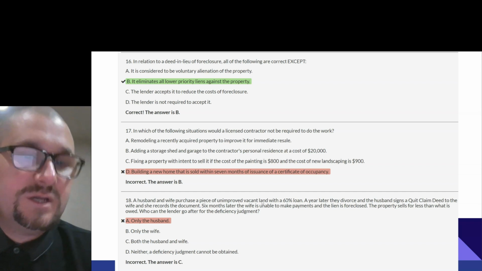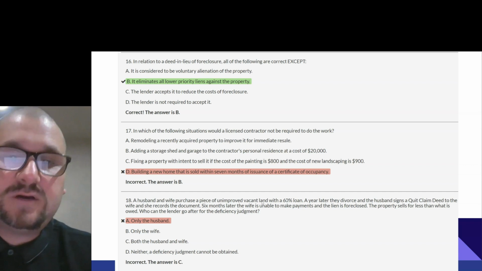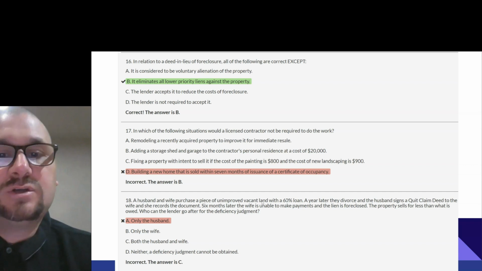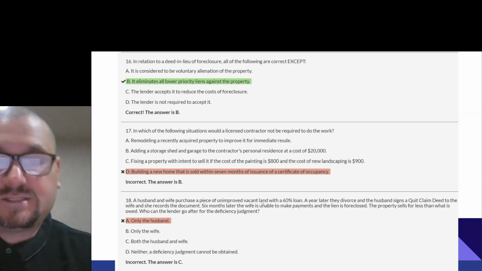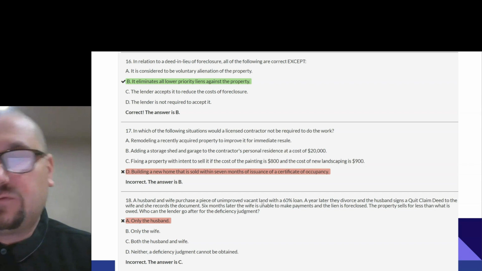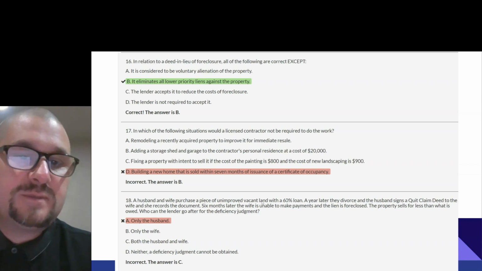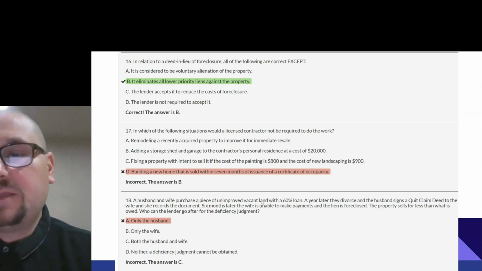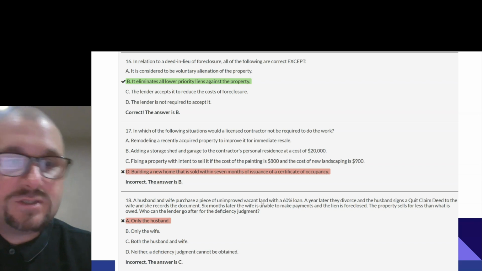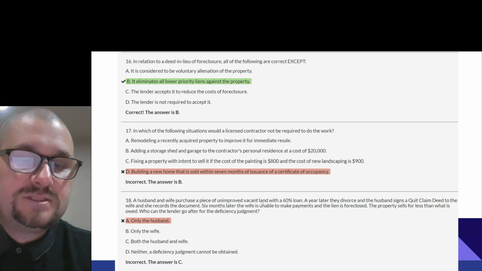Well, a husband and wife purchased a piece of unimproved vacant land. So it's not a single family home, it's unimproved vacant land, and they got a 60% loan. A year later, they divorce, and the husband signs a quitclaim deed to the wife, and then she records the documents. 6 months later, the wife's unable to make the payments, and the lien is foreclosed. The property sells for less than what is owed. Who can the lender go after for the deficiency judgment?